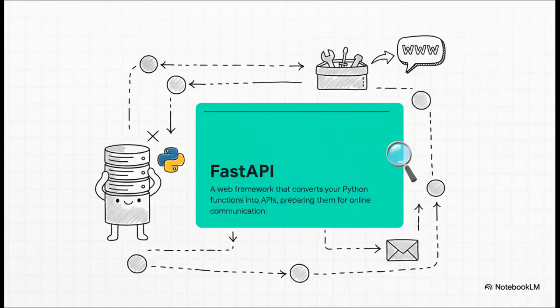Now, here's a really important distinction. FastAPI isn't a server, not by itself. It's a framework. It's a toolkit, really, with a set of rules that knows how to speak the language of the web. Its main job is to get our Python function all dressed up and ready for online communication.